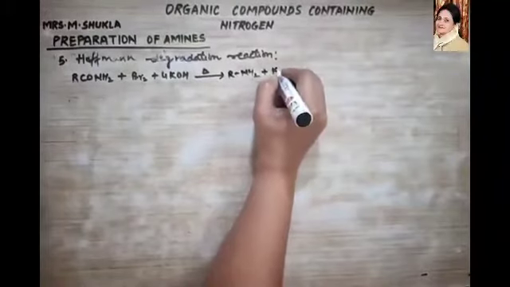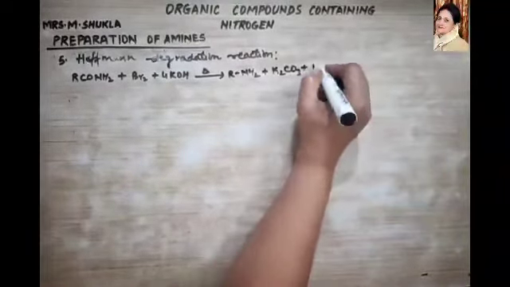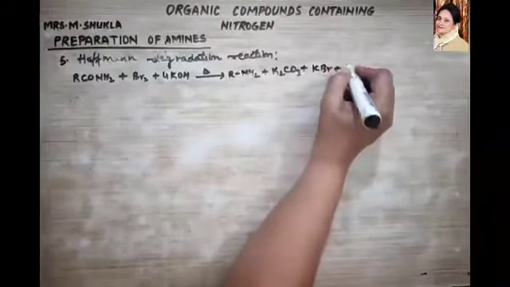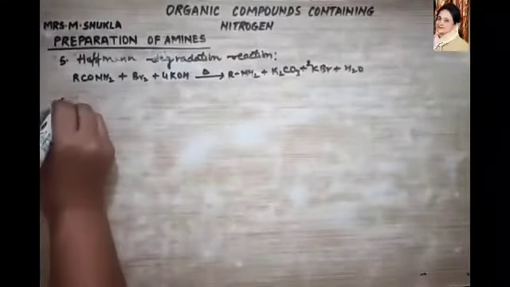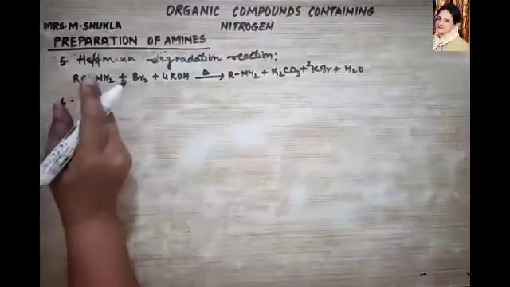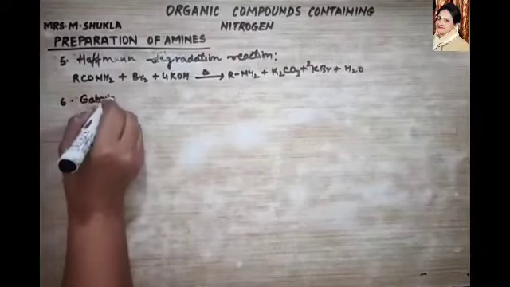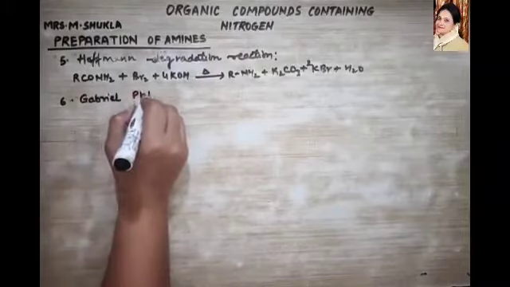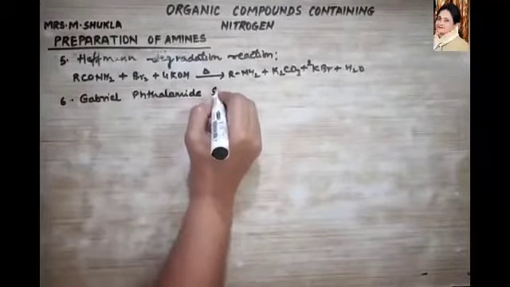Along with some byproducts like potassium bicarbonate, potassium bromide, plus water will be formed. Okay, then next one we come to Gabriel phthalimide synthesis. What did I say? Gabriel phthalimide synthesis.